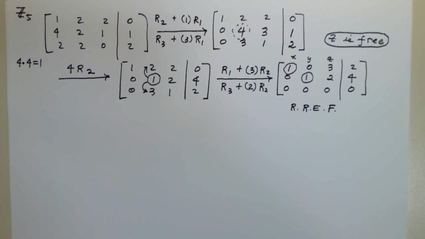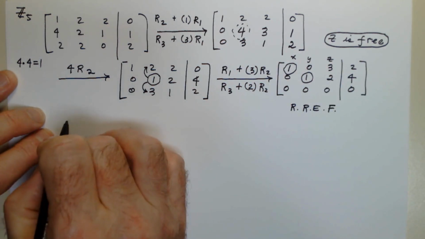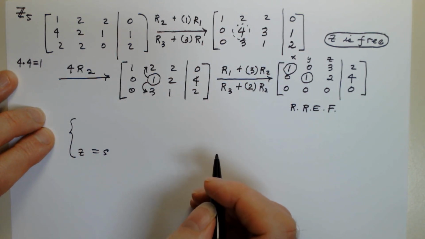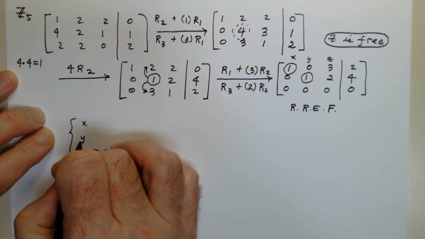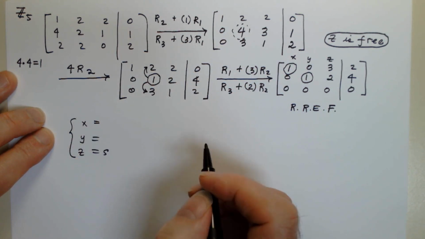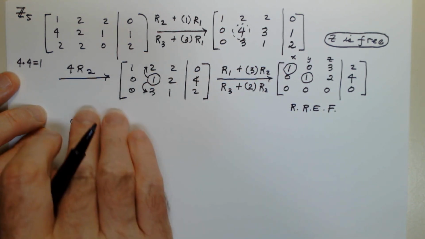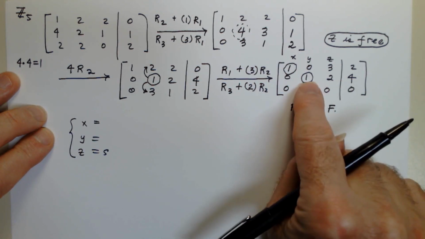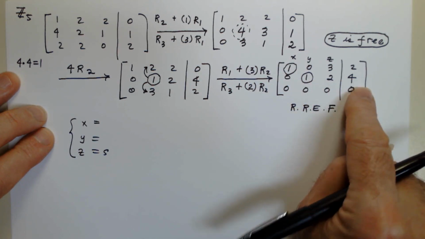Let's see why. All right, so z, we're just going to equate with some parameter s. And now we're going to try to describe x and y in terms of z. We're going to try to fill this out using this parameter s. Now, let's look at this bottom equation. That says that y plus 2z equals 4.